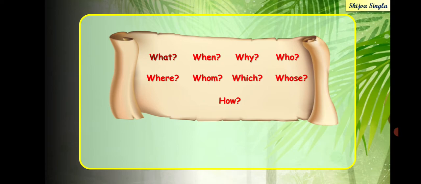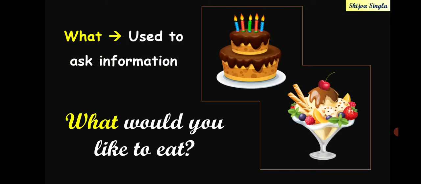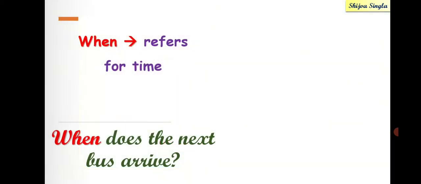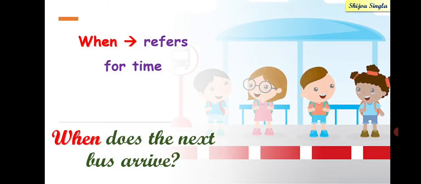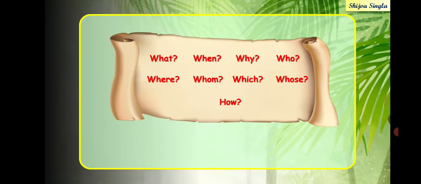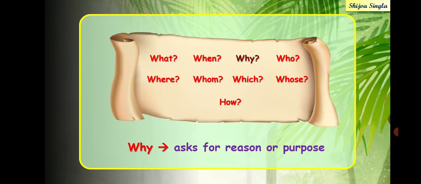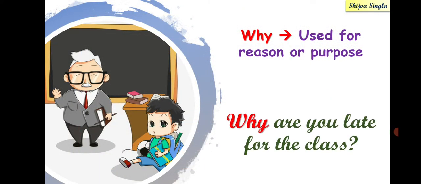The word what is used to ask for information. For example, what would you like to eat? Moving on. The word when refers to time. For instance, when does the next bus arrive? Then, the word why is used to ask for reason or purpose. For example, why are you late for the class?